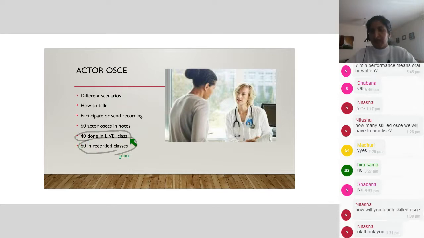And 40 will be done in the live class. In the live class, if you're an option 1 student or an option 2 student, there are various options which you can see later on. If you're an option 1 student, you can actually make a presentation of the actor OSCE, and we will be assessing you there and then. But option 1 is only given to the first 6 candidates who join us, and for the next 2 batches, we are full on option 1 seats.